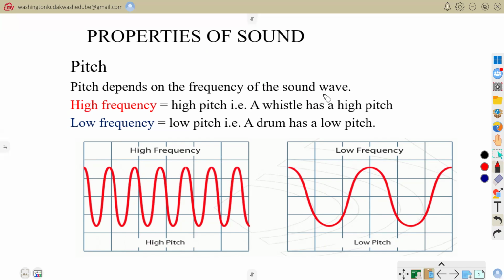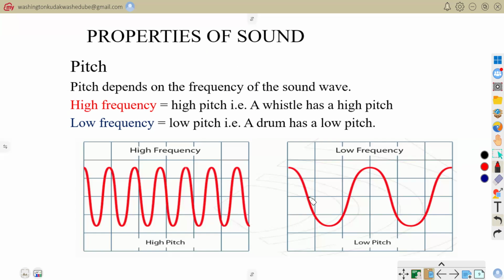And I'm sure you've heard that the pitch of that whistle is high. You can hear it from afar because its pitch is actually piercing. So we are saying that the pitch of sound depends on the frequency of that sound. So the higher the frequency, the higher the pitch.